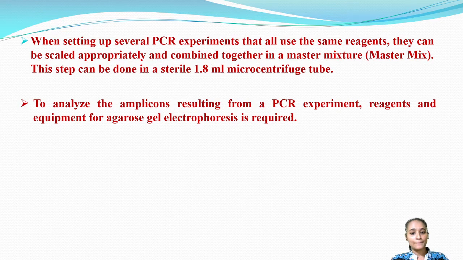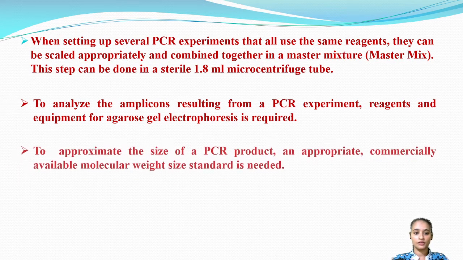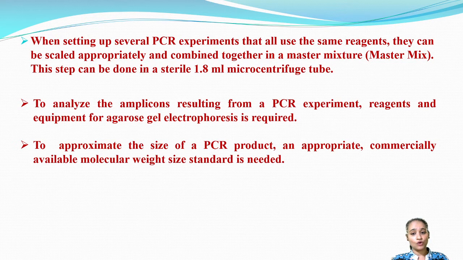So to analyze the amplicons resulting from the PCR experiment, reagents and equipment for agarose gel electrophoresis are required. To approximate the size of a PCR product, a commercially available molecular weight size standard is also needed, because you want to detect the band size of your PCR product with the molecular weight size standard marker. When you compare with the marker, which has different base pairs, you can know that your product is 50 base pairs or 109 base pairs.